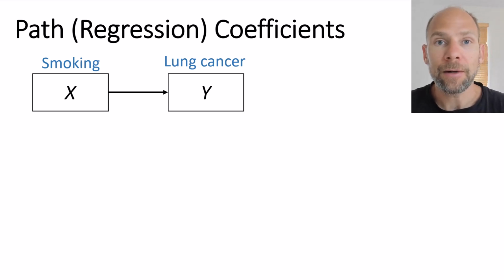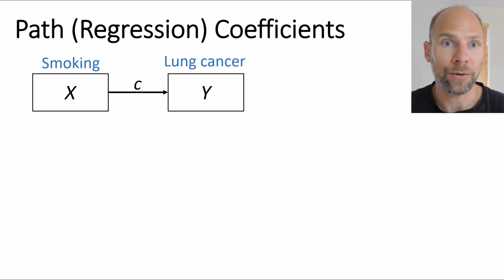Starting with a very simple bivariate regression model where we have only the direct effect of smoking on lung cancer, so X on Y, we can define a regression coefficient that is often labeled as C in the context of mediation models or indirect effect models. So say C characterizes the total effect of smoking on lung cancer.